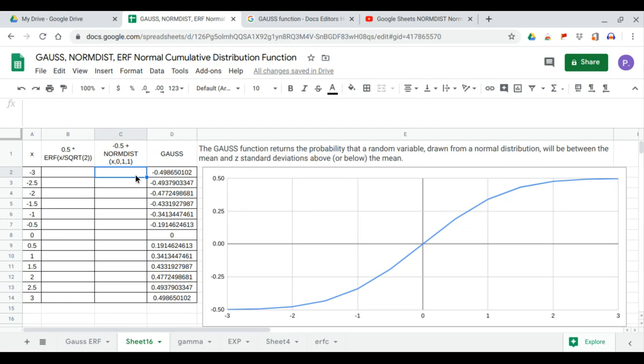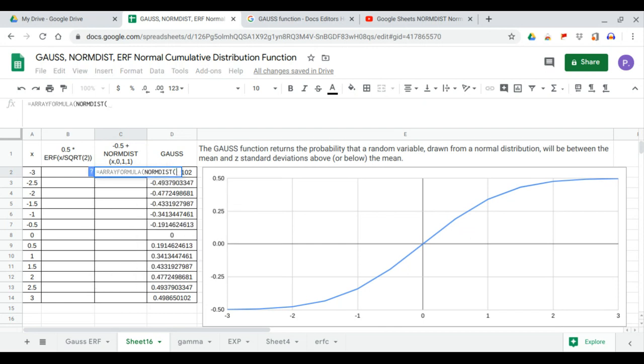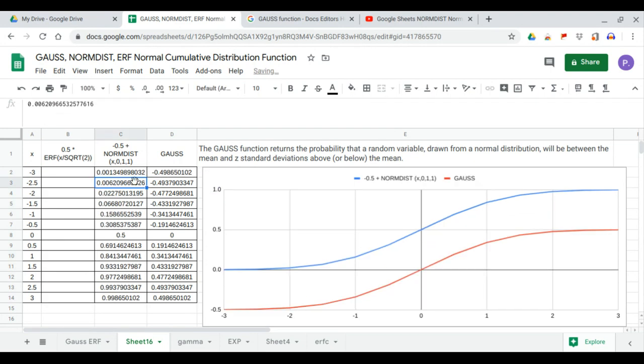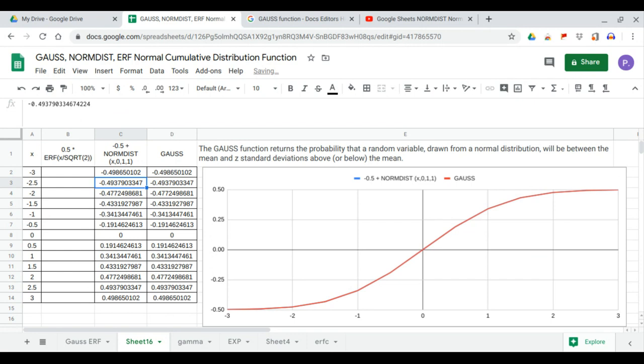Next, we use the NORMDIST. So begin with the NORMDIST function, our formula, NORMDIST of the x values and 0 mean, 1 deviation, and this is cumulative, so we use 1. And we add negative 0.5. So we have 0.5 plus, and because this is negative, we added a negative sign. So we have the exact same values with the Gauss function using the NORMDIST function.